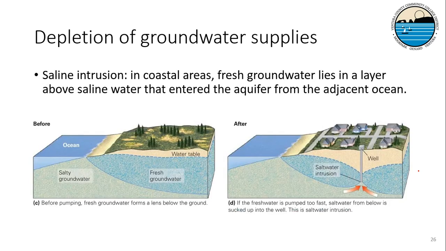Another thing that we see is saline intrusion as a result of depletion of groundwater supplies. In coastal areas where we have fresh water near the coast, we see that ocean water, salt water, can intrude into our aquifer. This was actually a really big issue in the city of Long Beach, where they withdrew so much water near the coastline that we would see saltwater intrusion from the Pacific Ocean slowly invade into these municipal wells near the coastline.